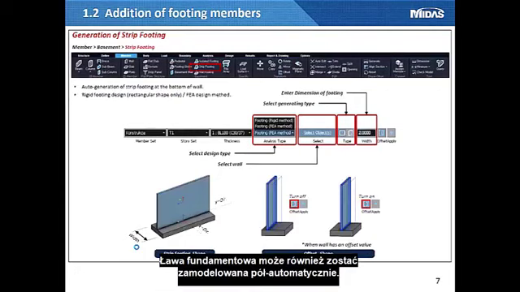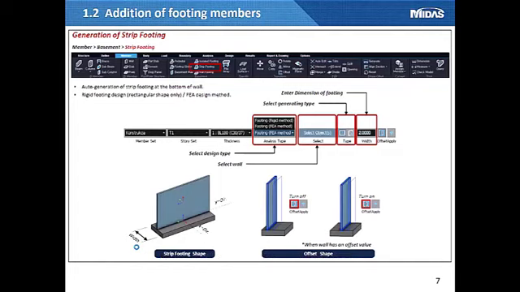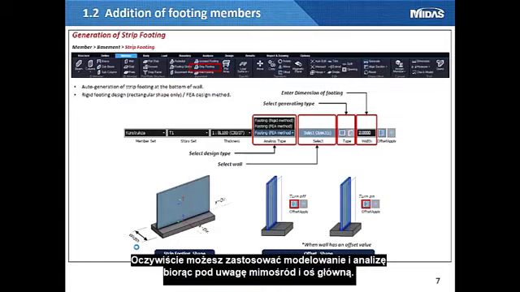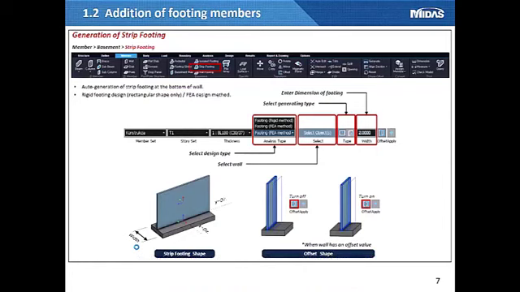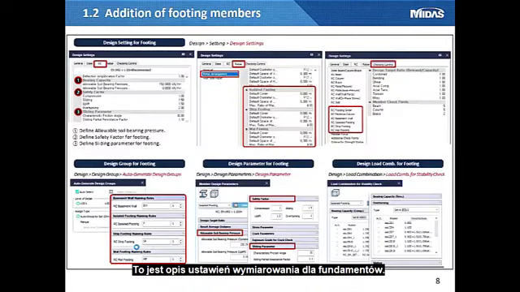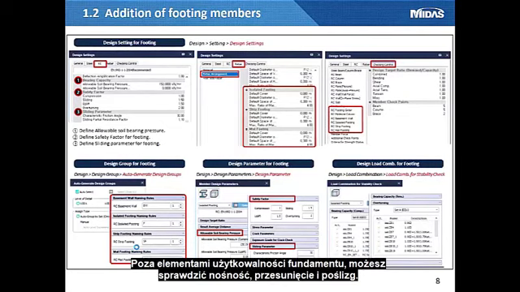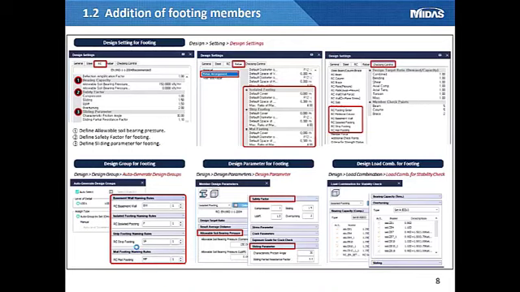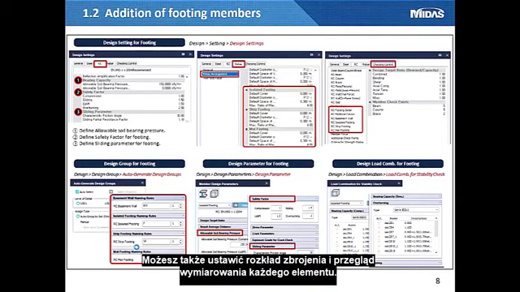Strip footing can also use semi-automatic modeling techniques. Of course, you can apply modeling and analysis considering eccentricity from the center axis. This is the description of the design settings for the foundation members. Among the serviceability items of the foundation member, you can review the bearing capacity, overturning, and sliding. You can also set the rebar arrangement and design review items for each member.